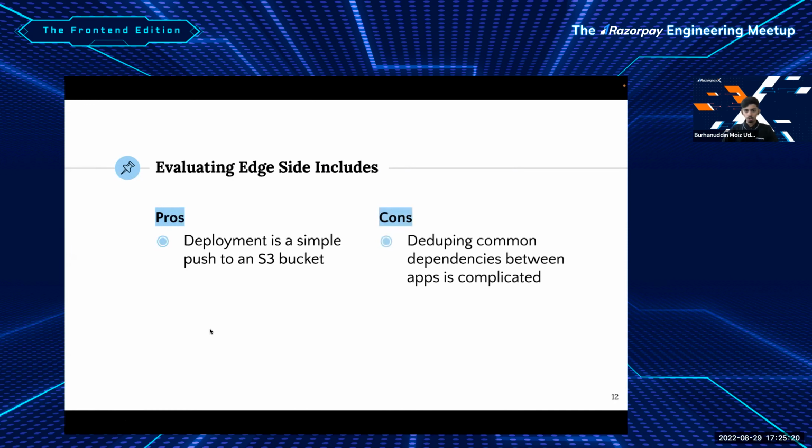So talking about the cons, deduping common dependencies between apps is complicated. Now you can only imagine, like I previously said, you only want one copy of React. So you'd have to go into Webpack config and tell Webpack not to bundle React, because that would be available in your apps and you don't want to ship it with this library. And you'd have to do it with every shared dependency, and this would get really painful really quickly.